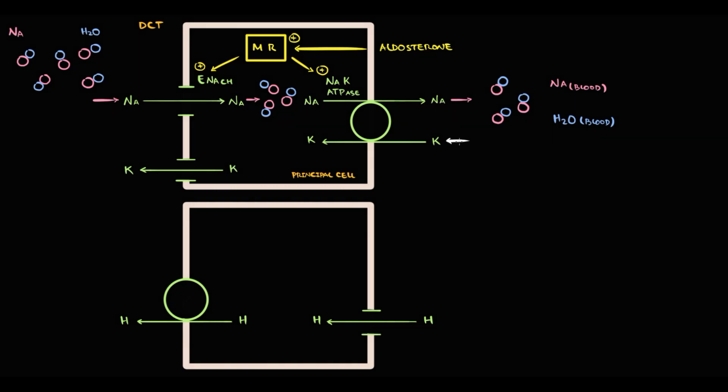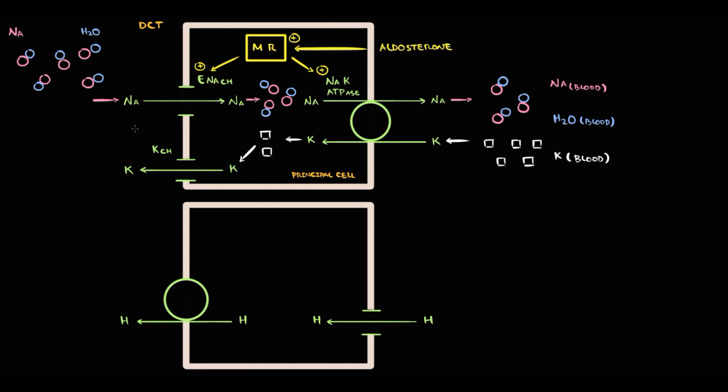We have to know that transportation of 3 sodium molecules into the blood occurs simultaneously with transportation of 2 potassium molecules from the blood into the principal cell. And from the principal cell, potassium leaks through the potassium channels into the lumen of the collecting tubule. The activity of potassium channels is regulated by the amount of positive ions in the lumen. Basically, positive ions such as sodium inhibit leakage of potassium ions into the lumen.